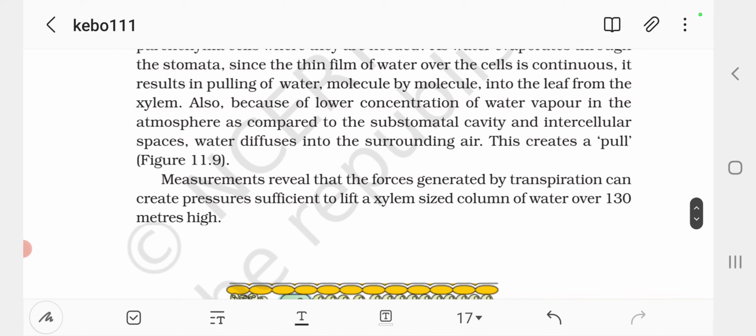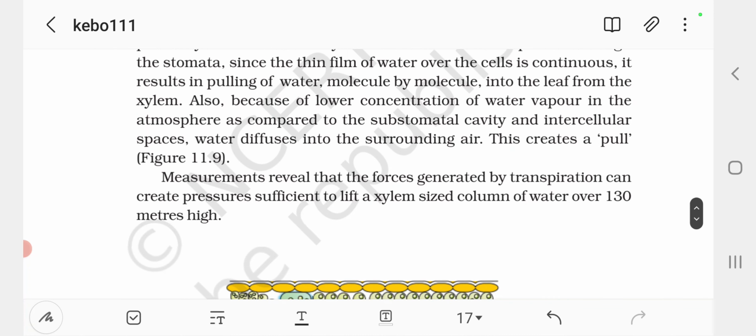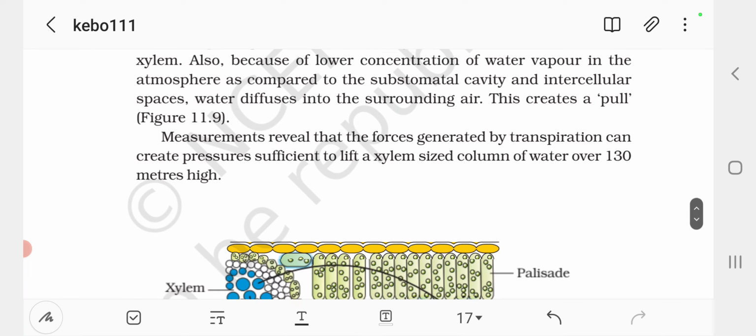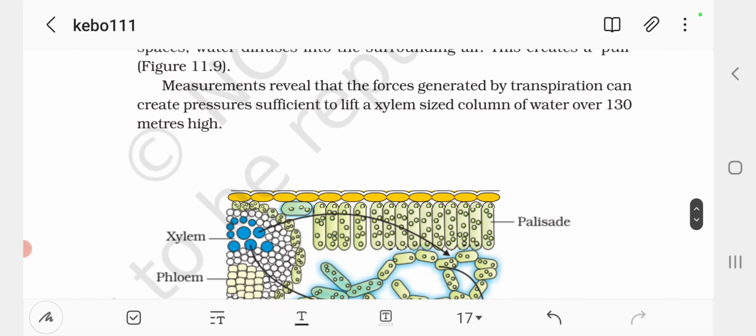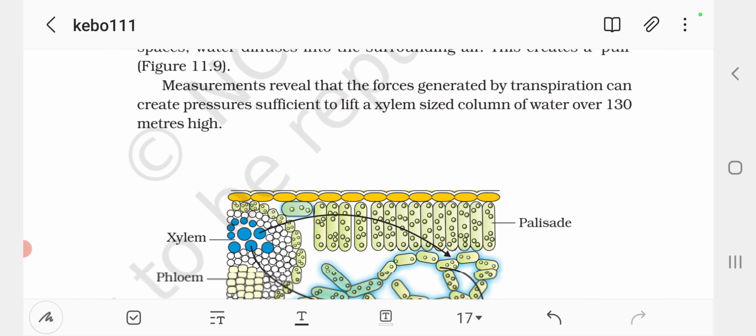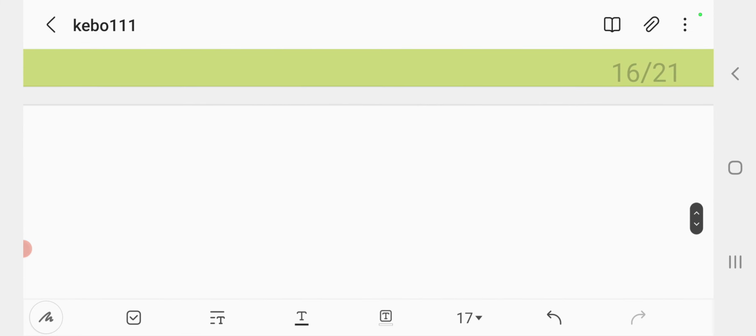Also, because of the lower concentration of water vapor in the atmosphere as compared to the substomatal cavity and intercellular spaces, water diffuses into the surrounding air. This creates a pull. Measurements reveal that the forces generated by transpiration can generate pressure sufficient to lift a xylem sized column of water over 130 meters high.